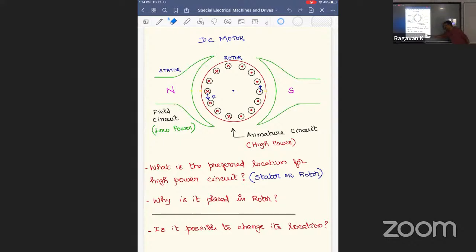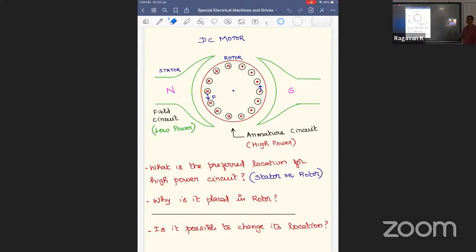That is the end of this slide. Is there a possibility to swap the location of the high power and low power circuits? Two options I can give here: yes or no. If it is no, then we have to end the session, there is no point in continuing. So there is a possibility.